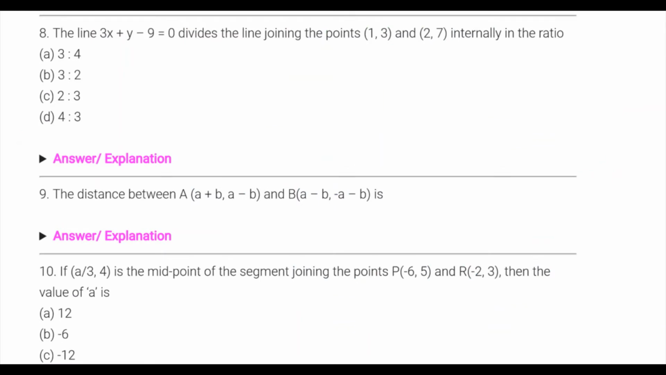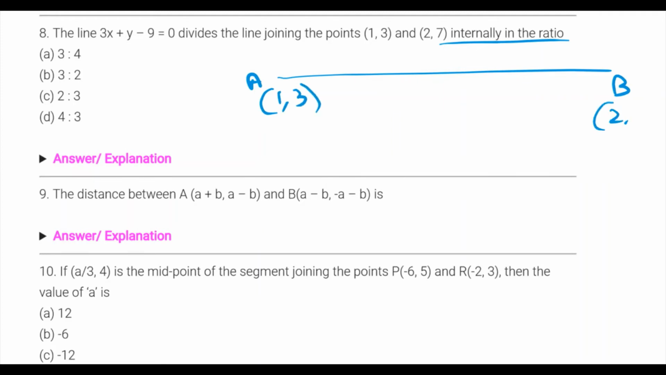Next is 8th question. The line 3x plus y minus 9 equals to 0 divides the line segment internally in the ratio. Given AB is the line segment with the points 1, 3 and 2, 7. Now this line is divided by the line 3x plus y minus 9. So another line is passing just like this. This line is dividing the line segment in some ratio m:n, let's say. We need to find the point now. Let's say this point is P.